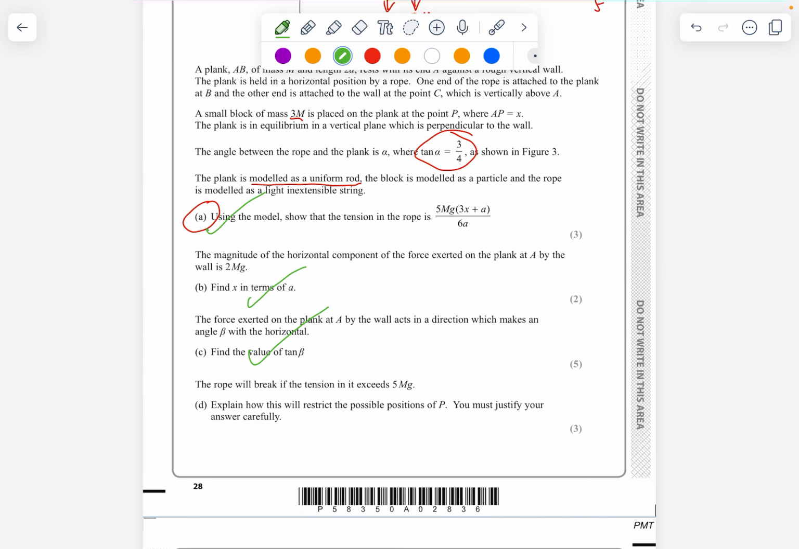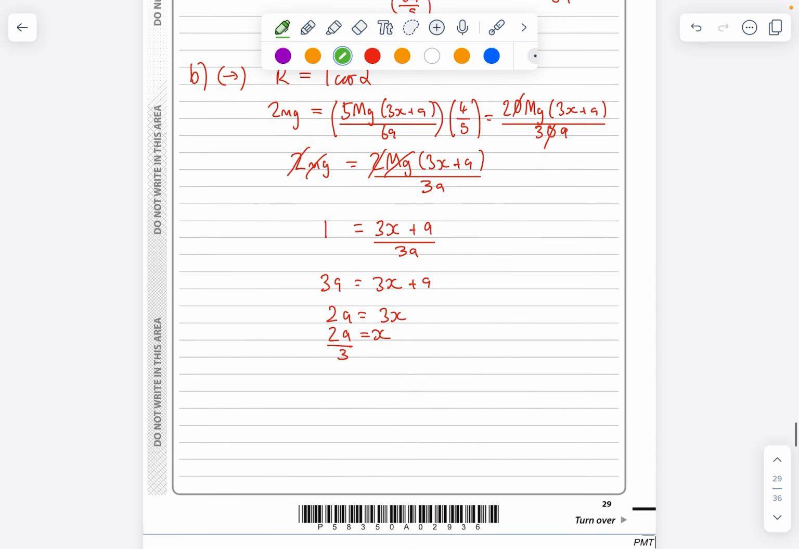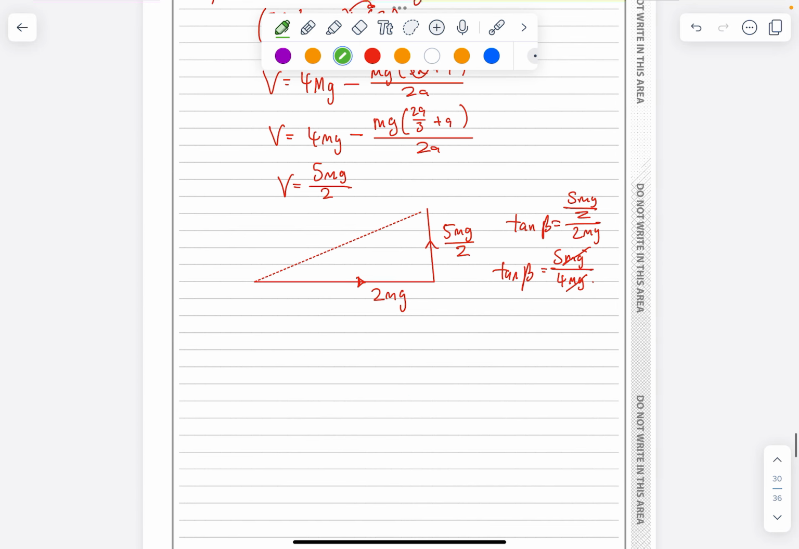Right, now the last thing, it says the rope will break if the tension in it exceeds 5mg. Explain how this will restrict the possible positions of P and justify your answer carefully. So justify means we have to show how we work that out. Right. Okay, so now let's go to D. Stick with one colour. Right, so D.